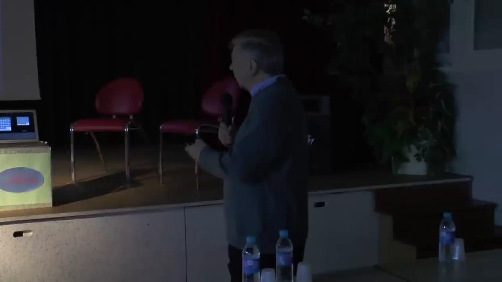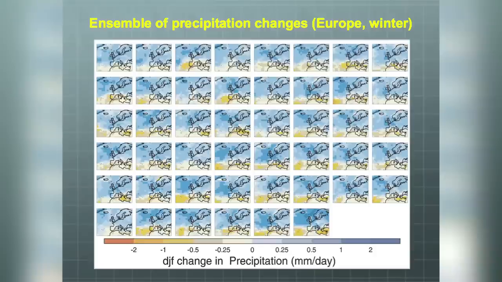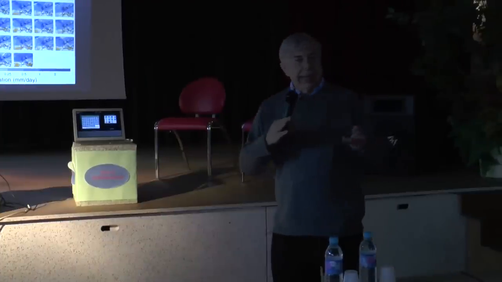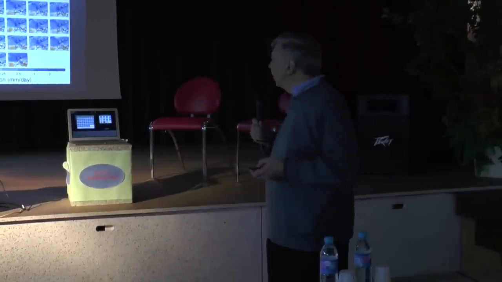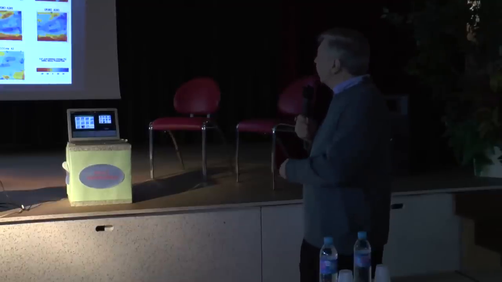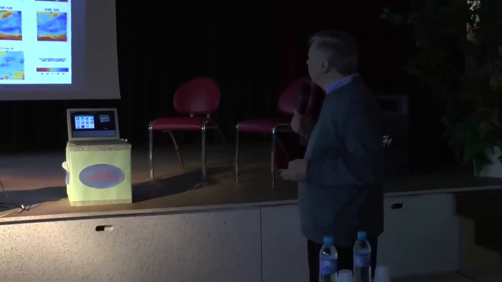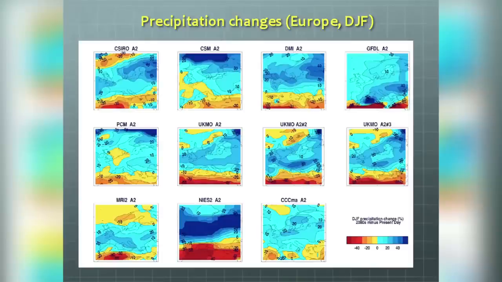So here's an example of an ensemble of calculations of precipitation changes in December, January, February in Europe. And if you look very carefully, you will see that each of these realizations of this ensemble is slightly different. And in fact, what we will do is the average of those, but also looking at the variance between the different models that will give you somewhat of the uncertainty. Another example here is, again, precipitation changes for Europe from different models. And you see they all kind of say drier in the south, wetter in the north. But there are quite large differences between what the different models are predicting.